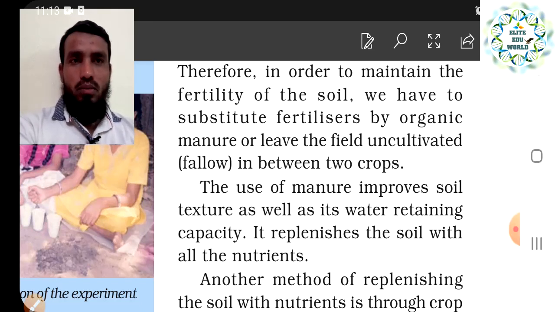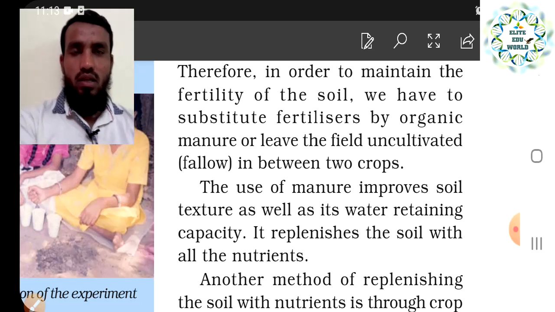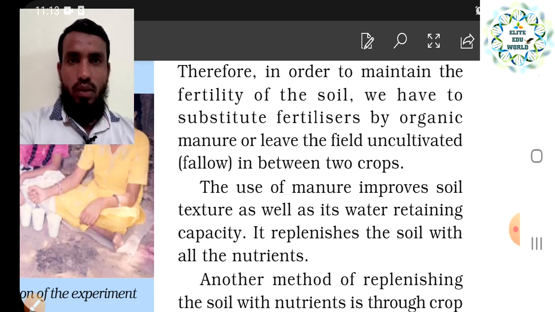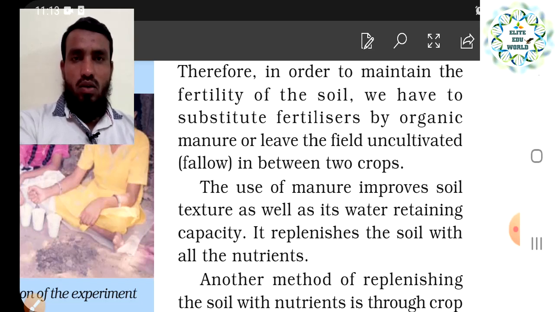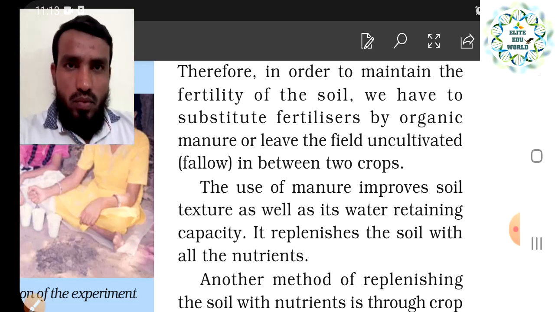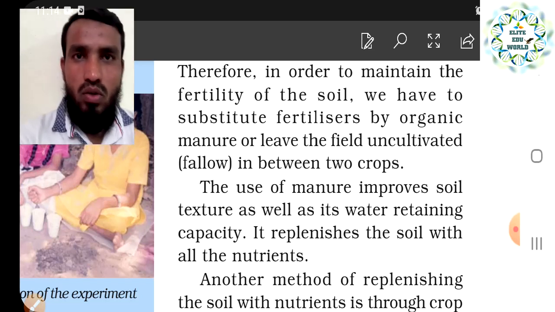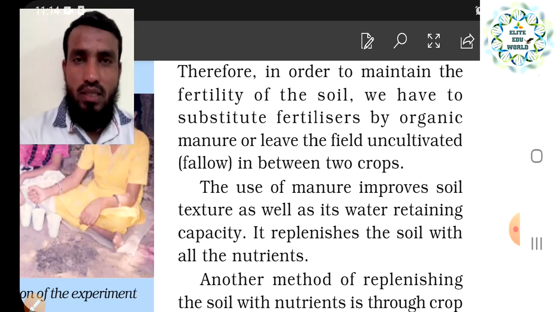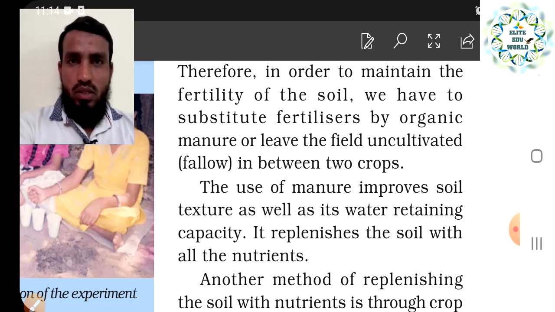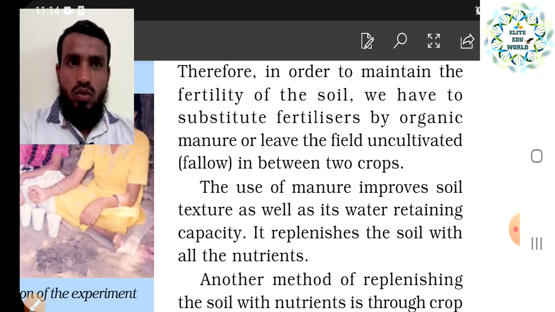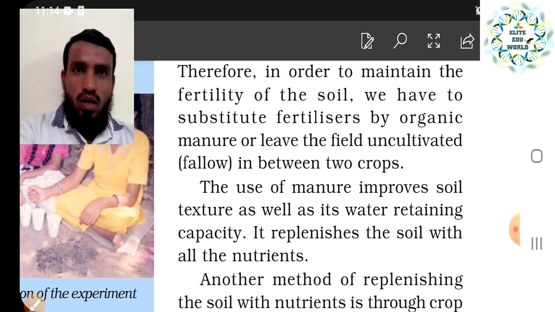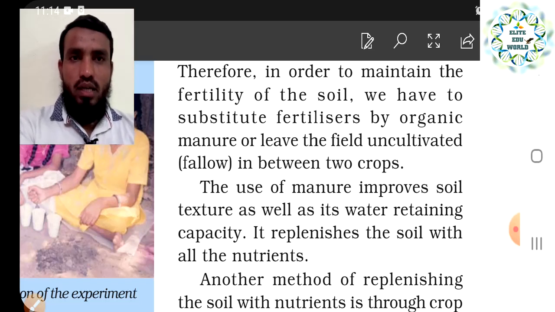What is meant by uncultivated? We are not growing anything. For example, you have grown one crop of wheat, after that you have to allow the field to rest. You keep it without using anything. We do not grow anything in that field, so we allow the field to become fertile, because if you are not growing anything, the field will naturally build up the nutrients which were lost by our first crop.